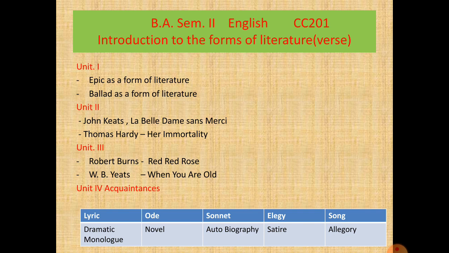In the third unit, you can see that Robert Burns' very famous poem, Red Red Rose, is given to you. For your kind information, in the last YouTube video, I have already discussed Robert Burns and his contribution to literature, and also this poem, Red Red Rose. The second topic is W. B. Yeats, When You Are Old.